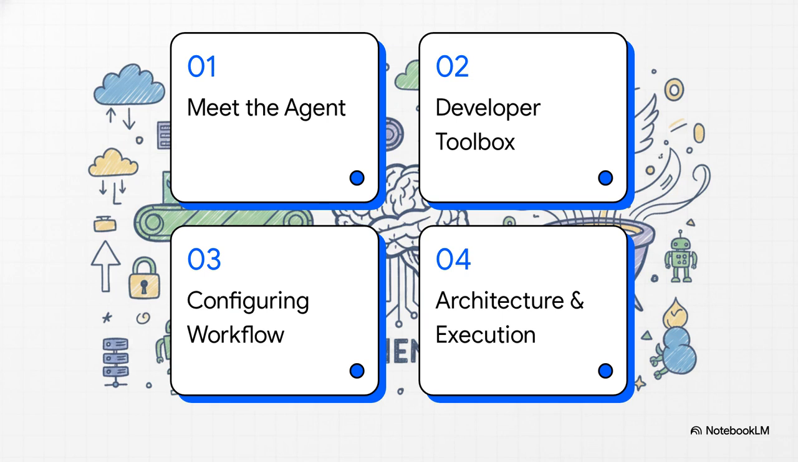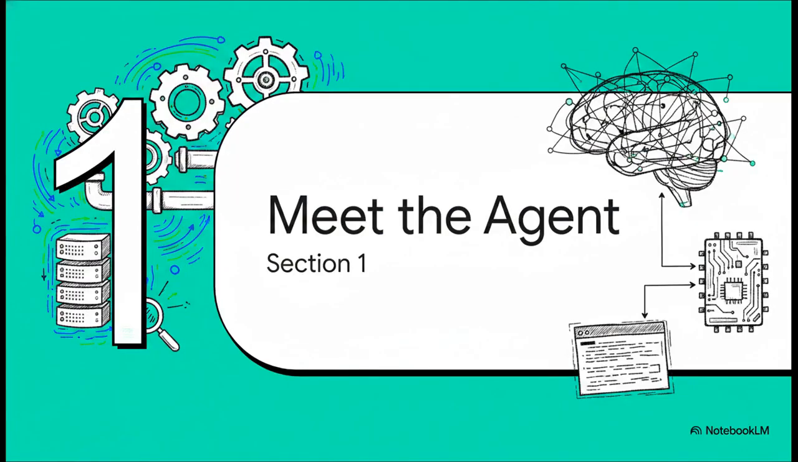Here's our roadmap for today. First, we'll meet the Alchemy agent. Second, we'll open up the developer's toolbox. Third, we'll cover configuring your workflow. And finally, we'll get under the hood with architecture and execution. All right, kicking things off. Section 1, meet the Alchemy agent.